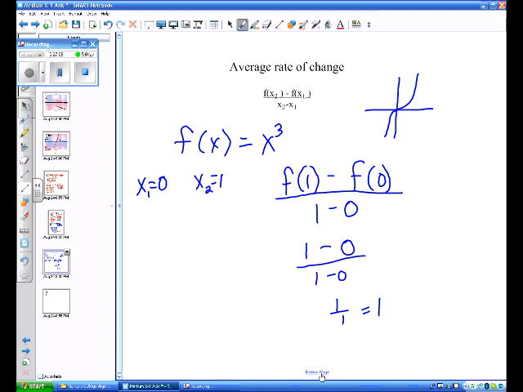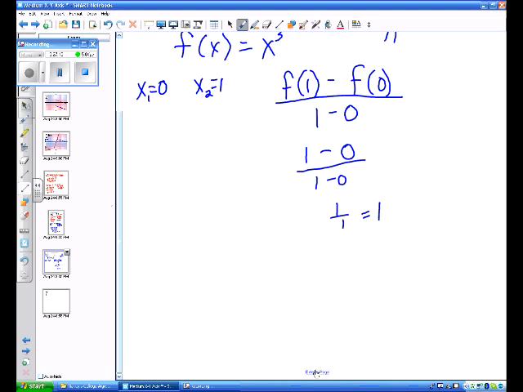Now let's look at that same function at a different time. Let's say that we want to find it between the times when x sub 1 is 1 and x sub 2 is 2.